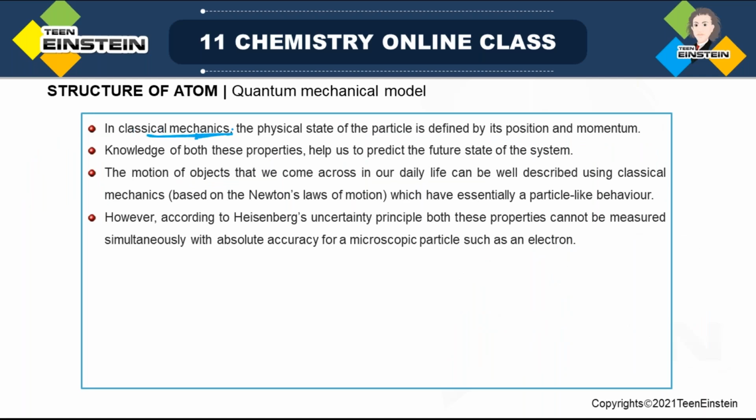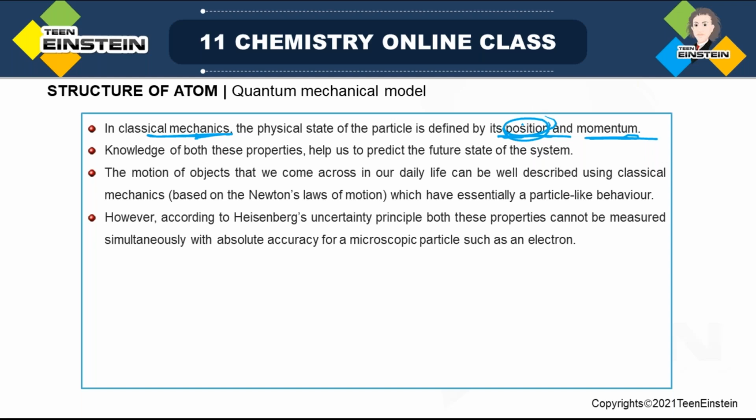In classical mechanics, that is Newtonian mechanics, we have seen that the physical state of a particle is defined by position and momentum. Momentum is mass into velocity. Knowledge of these two properties helps us to predict the future state of the system. When you only talk about position at a particular moment, that is fine. But when you also know the momentum, you can predict the future state of the system: after some time, what will be its position. So knowledge of both these properties helps us predict the future state of the system.